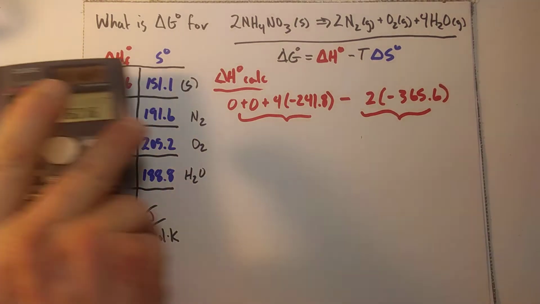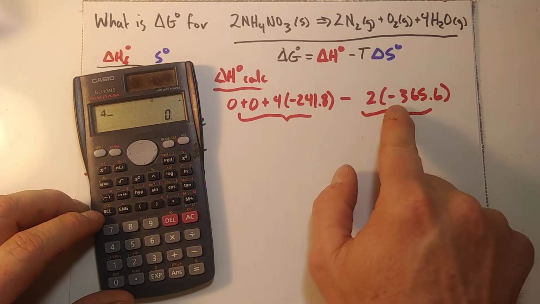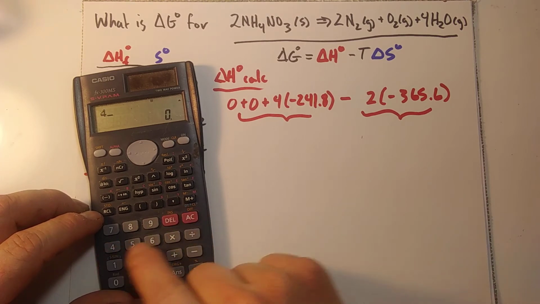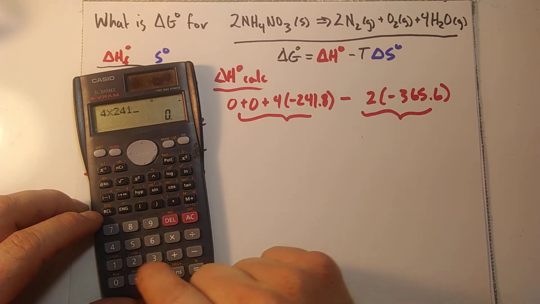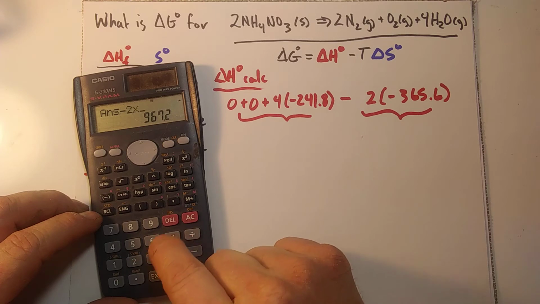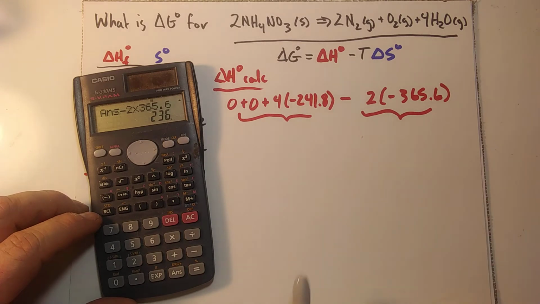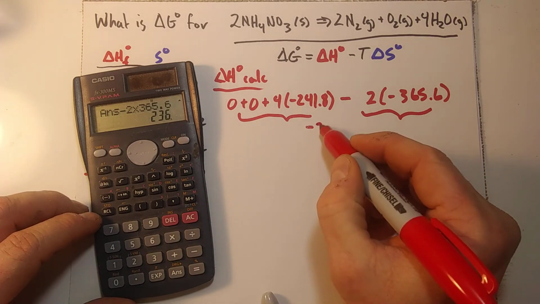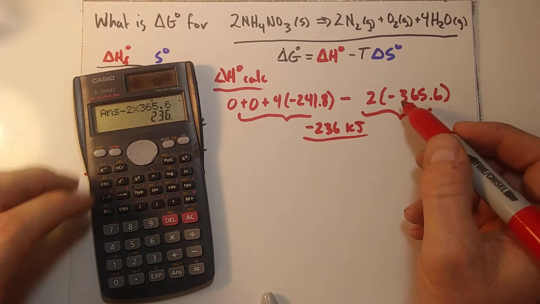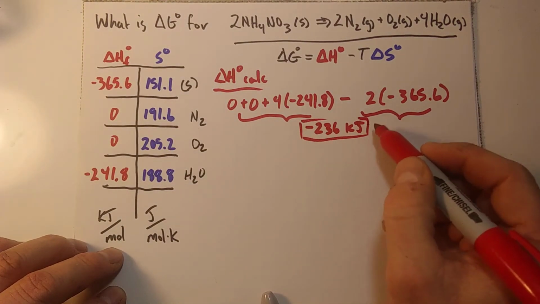I'm going to bring out the calculator here and see what we get. I'm going to just go ahead and use positive here. This is a negative and that's a positive, but I'm just finding the difference. 4 times 241.8 equals, and we'll subtract 2 times 365.6 equals, and I get here now a negative 236. We're just going to say kilojoules because we got rid of the mole term by using the coefficients. So that's our first term we need for this delta H.